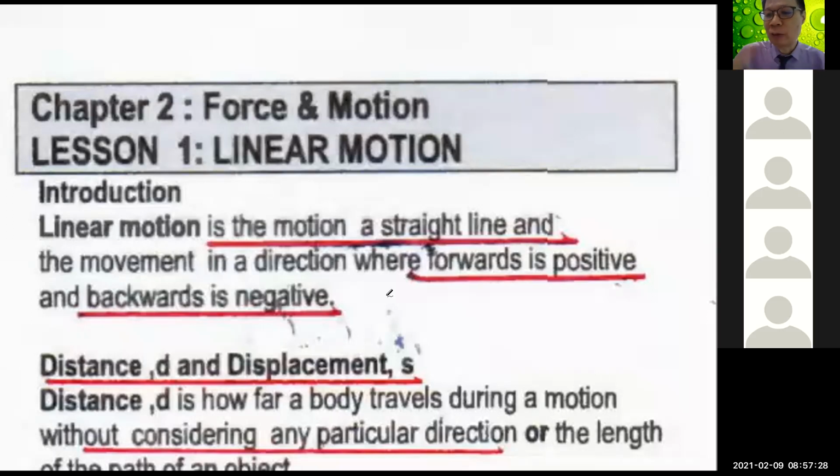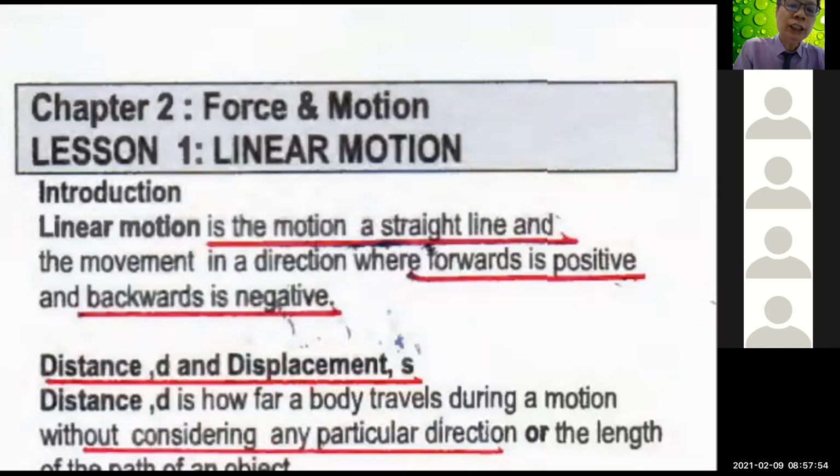Now I want someone to tell me the answer. Liu Jiajin, are you there? Jiajin, you tell me what is linear motion? Motion of a straight line. Yes, correct. Linear means straight line. So linear motion means motion in a straight line.